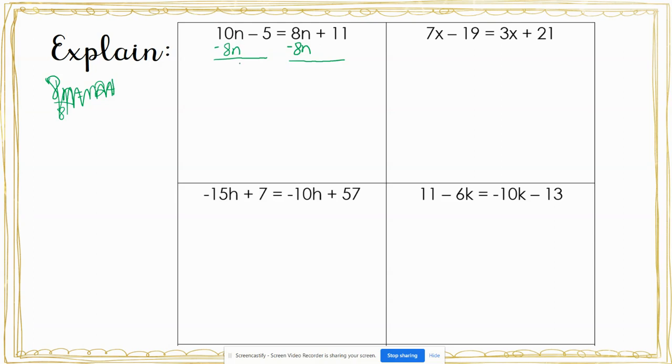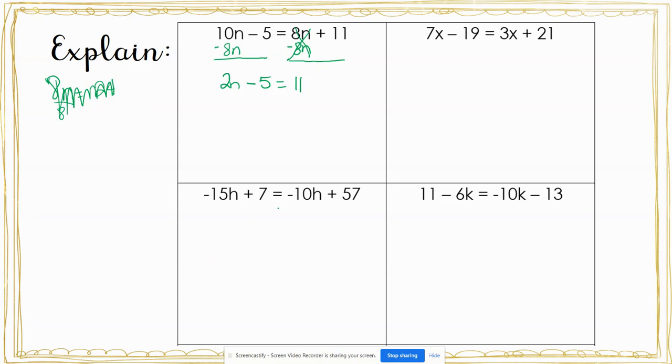When I subtract 8n on the left side, 10n minus 8n leaves me with 2n. I'm still left with minus 5 on this side because this didn't have a like term. It's still there, so I can't forget about it. On the right side, I have 8n minus 8n. That is 0 because they cancel each other out. 0 plus 11 leaves me with 11. Now I have a two-step equation and I'm going to solve it like normal.